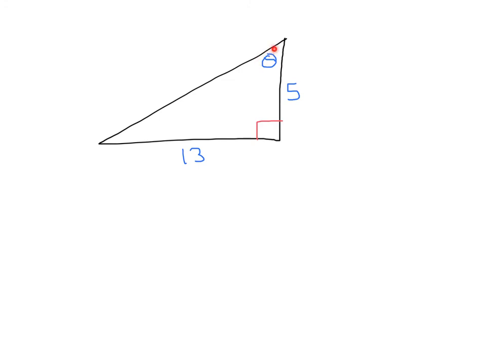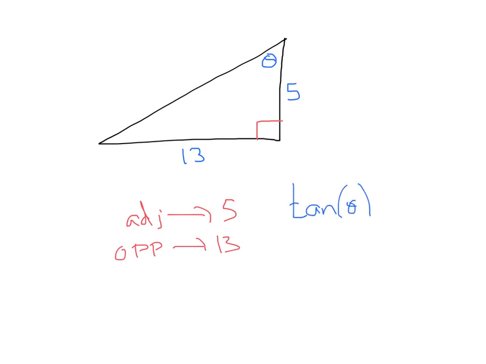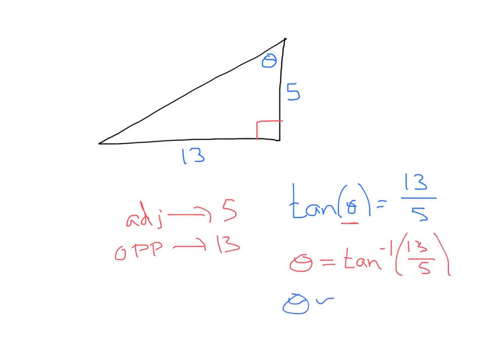All right, we've got our angle theta, we've got our adjacent side, which is 5. Our adjacent is 5, and we've got our opposite side here of 13. I know my adjacent and opposite go with tangent, so I'm going to get tangent of theta equals opposite 13 over adjacent 5. Solving from there, I'm going to get theta equals tangent inverse, because I'm solving for this angle here, tangent inverse of 13 over 5. Solving with my calculator, I'm going to get theta is approximately 69 degrees.